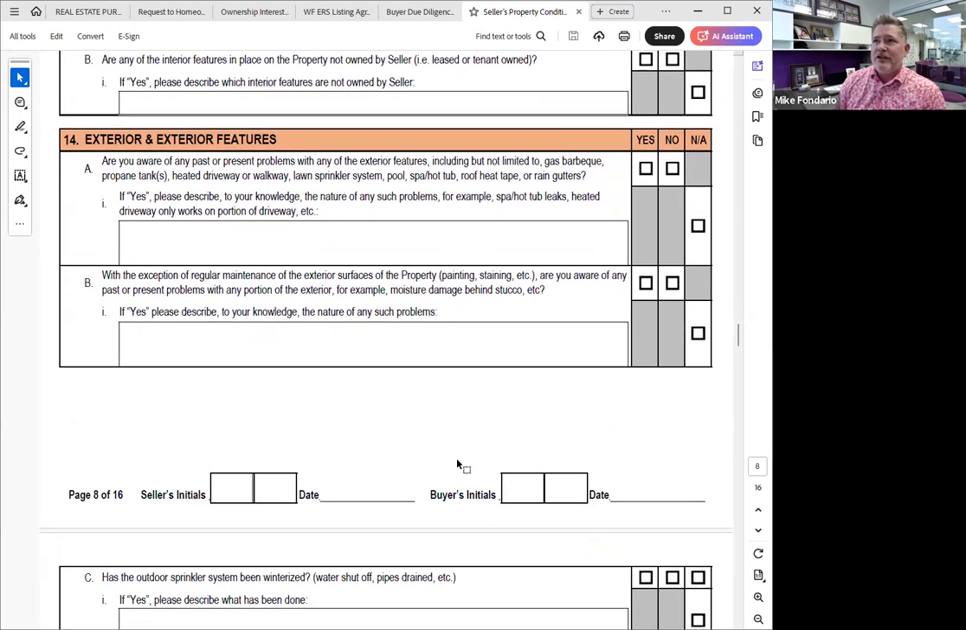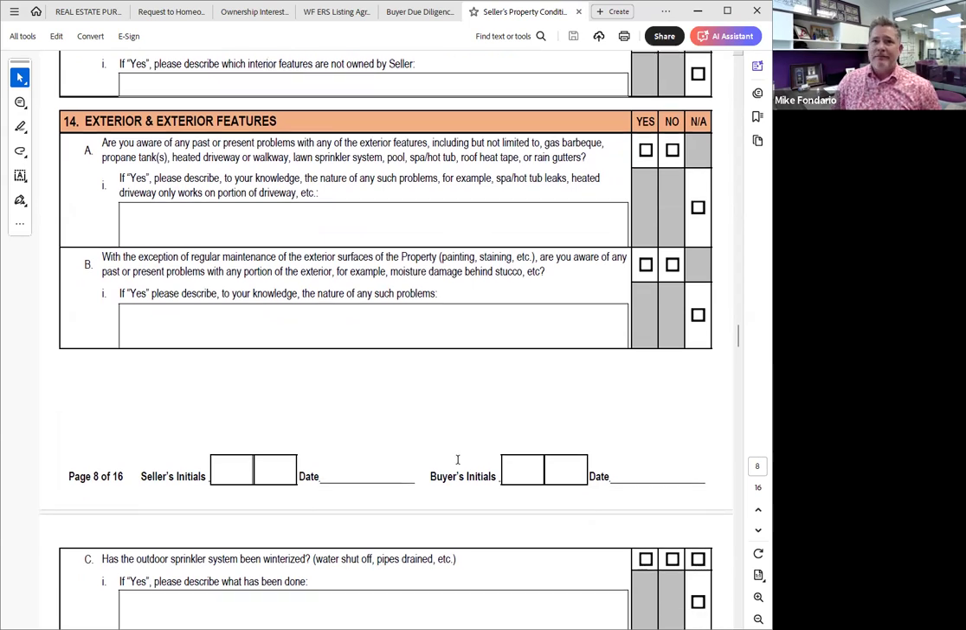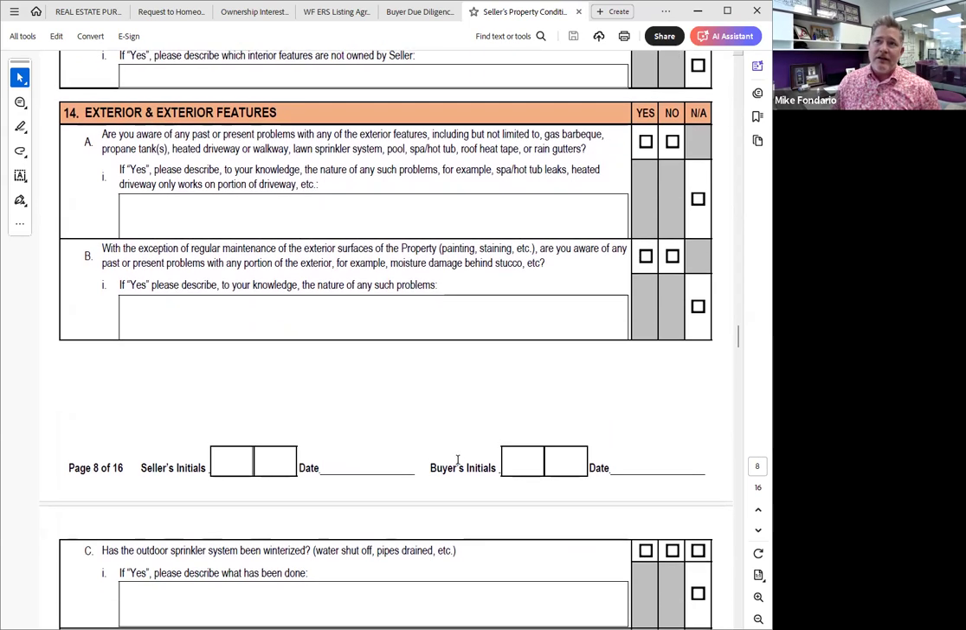Exterior and exterior features. So these would be stuff that's in the backyard. Like a gas barbecue, a hot tub, sprinkling system, rain gutters, those types of things. So in my instance, I talked about an ice dam. Even though I disclose that as a roof leak, I also disclose that as a rain gutter issue, right?